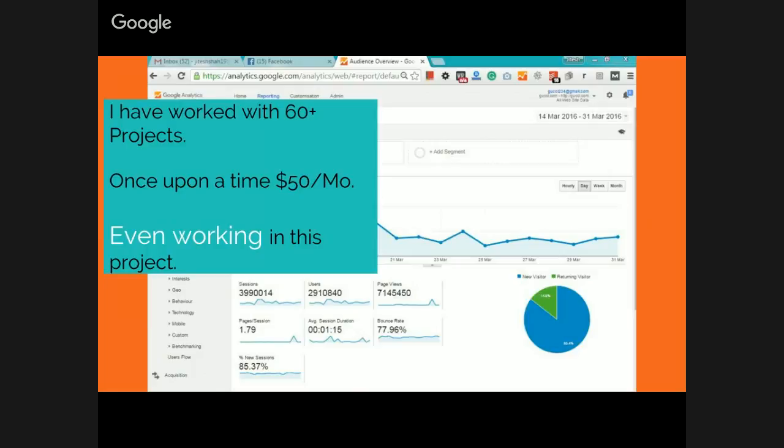This is about me. I have worked with 60 plus projects, some odd 62, 63 projects. Once upon a time, I worked for as low as $50 a month, and I'm even working on this project, the Google Analytics dashboard. You can see, with such traffic, with such results, I hope you understand what the client size can be.